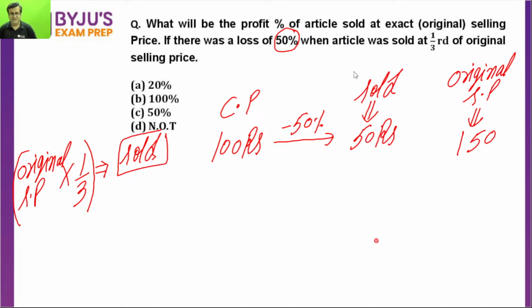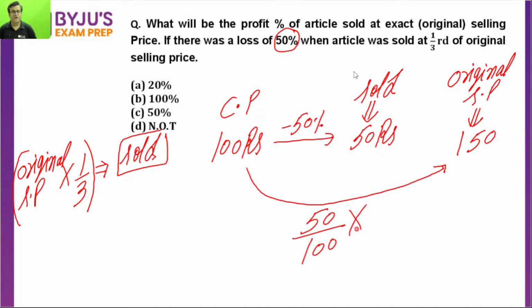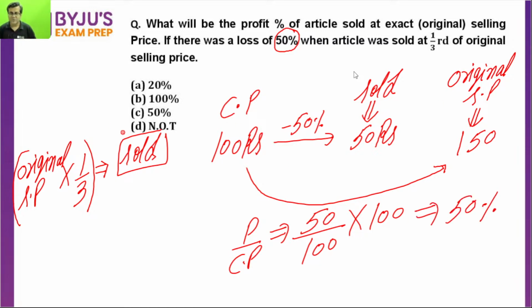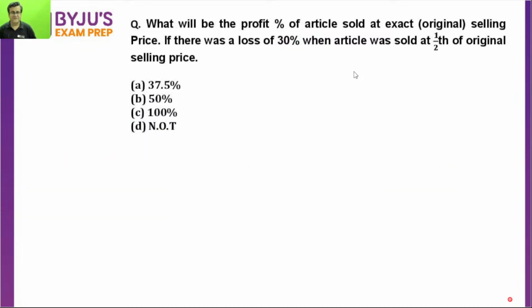Yes, now 100 rupees is the cost, 150 is the original selling price. So 50 is the profit, 100 is the cost. Profit by cost into 100. So 50 is the profit upon 100 into 100. So 50% is the profit. That's it. C option is right. Got it? Giving you one more example, you will understand better. I can challenge. Try this one.